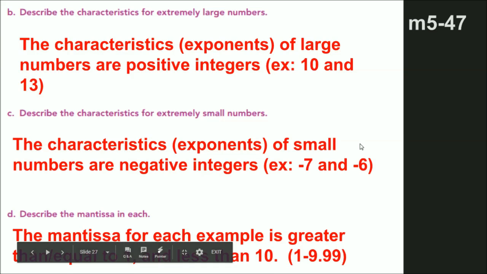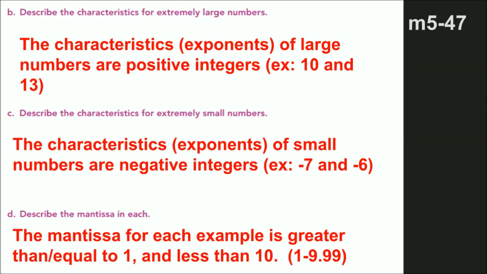All right, so now that you've had a chance to share with your table partner, let's go ahead and check some answers that I came up with. So B said to describe the characteristics. Remember, the characteristics mean the exponents of large numbers, and when it's a large number, our exponent should be positive. So if you notice this, our exponents were 10 and 13. So they're pretty big and they're positive numbers.